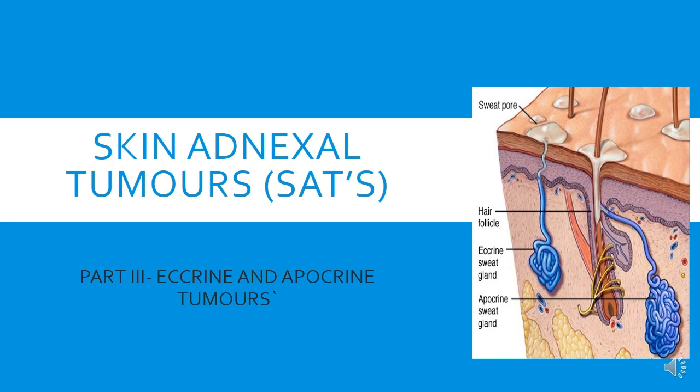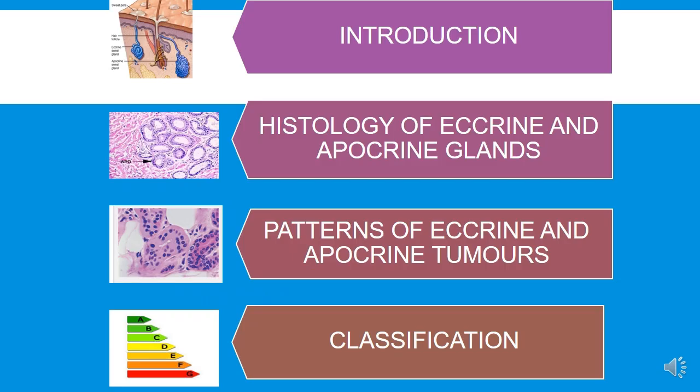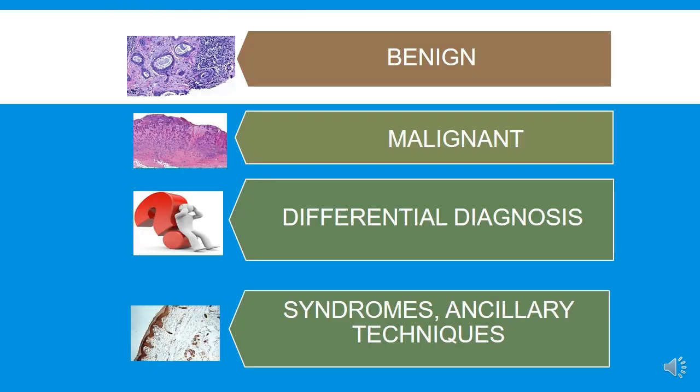This is part 3 of skin adnexal tumors, which will focus on eccrine and apocrine tumors. This discussion will be along the lines of introduction, histology of eccrine and apocrine glands, patterns of eccrine and apocrine tumors, classification of eccrine and apocrine benign tumors, malignant tumors, differential diagnosis, syndromes and other ancillary techniques.